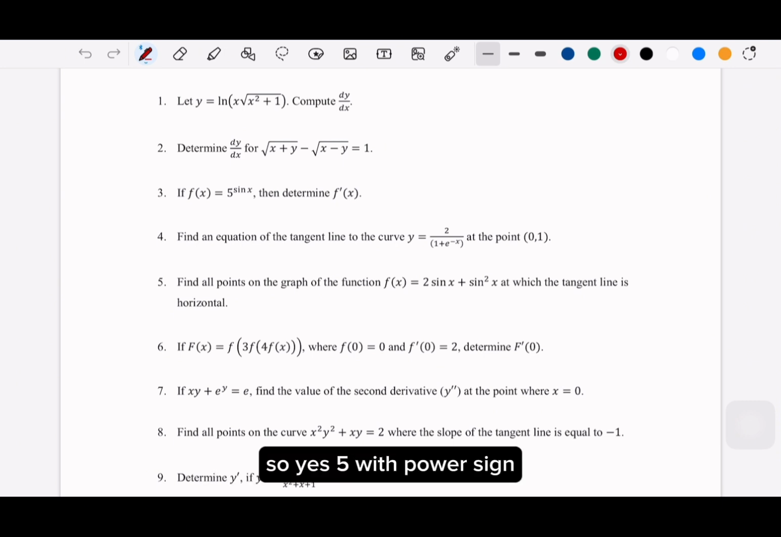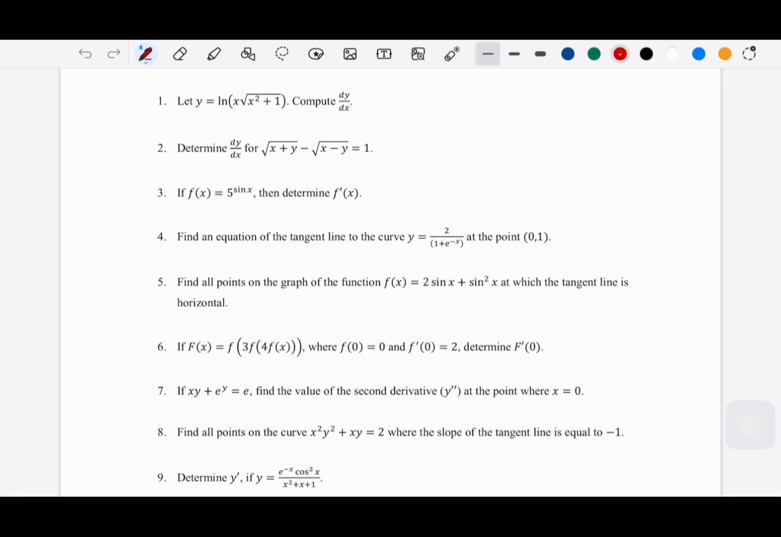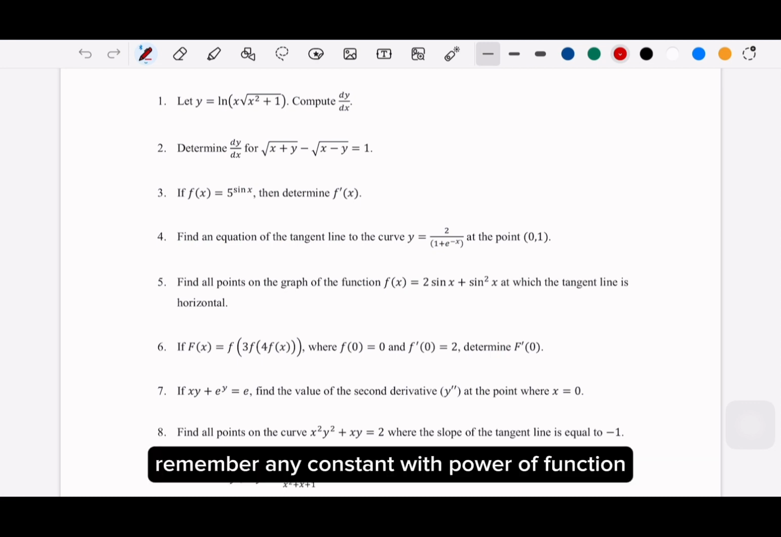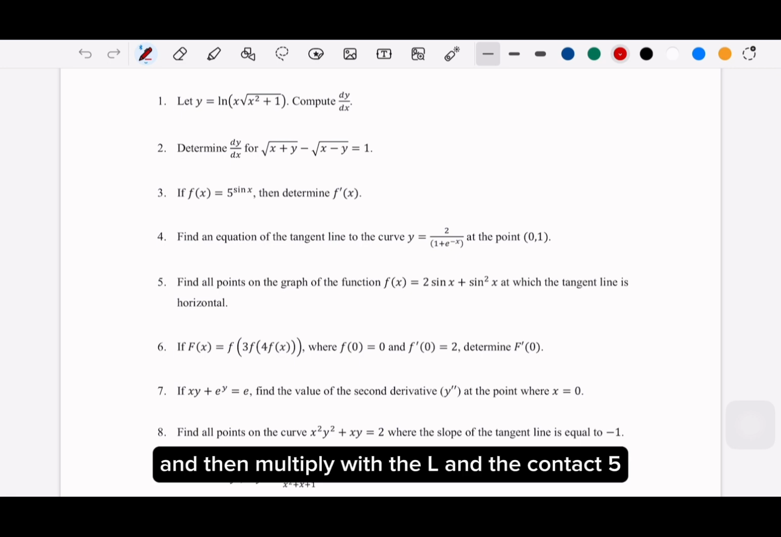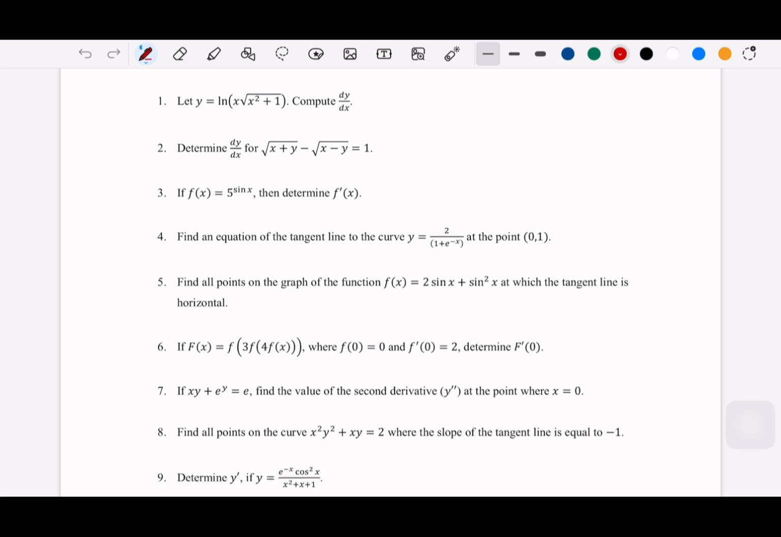If you have 5 with the power of sine, remember, any constant with the power of a function, then we are going to have this original equation in the derivative. So the derivative will be 5 to the power of sine, multiplied by ln 5, the constant, and multiplied by the chain rule, which is cosine, and that's it.